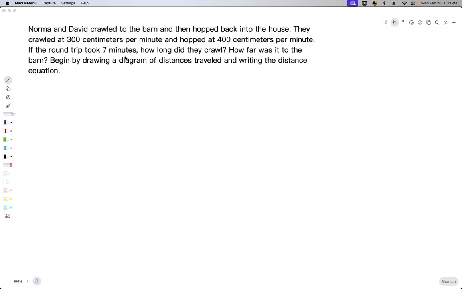So we're going to do the same thing we did last time. We don't care that it's two different people. We care about the way they went, because the distance on the way there, the distance crawling, that's to the barn, is equal to the distance hopping on the way back from the barn. So our picture looks like this.